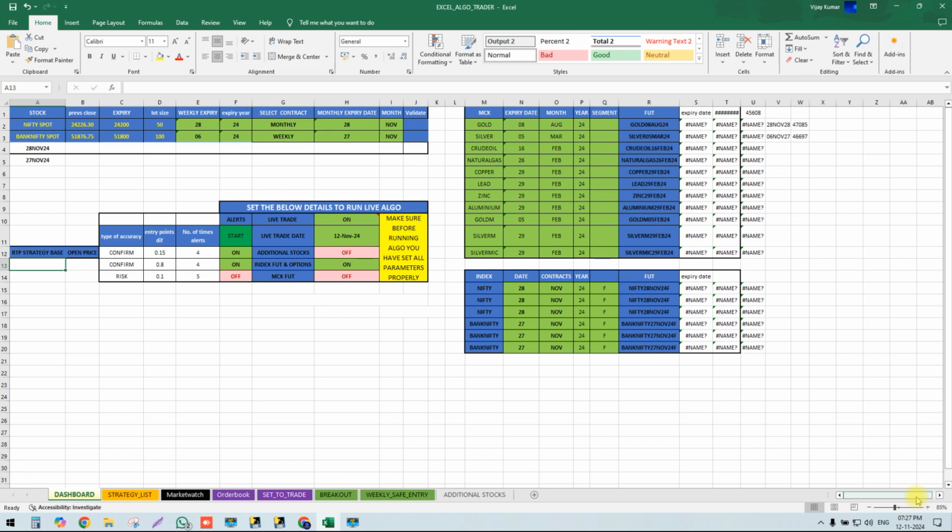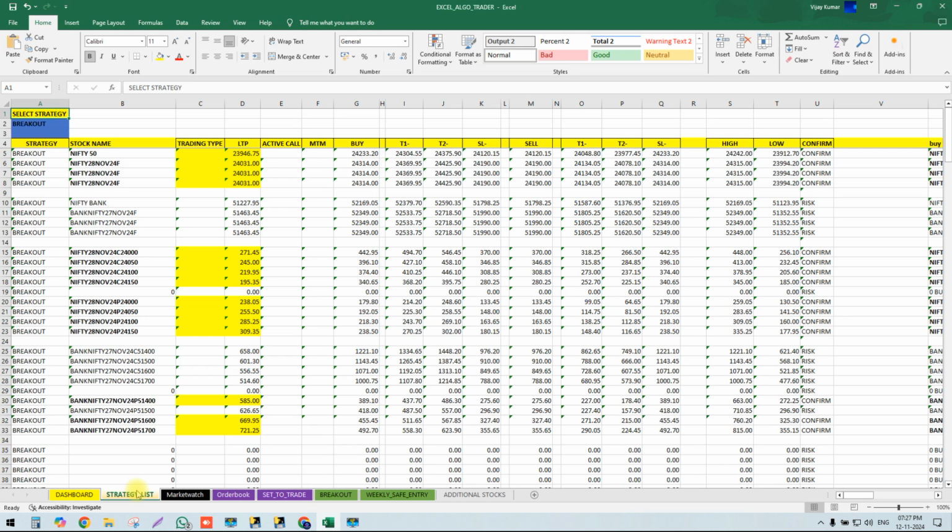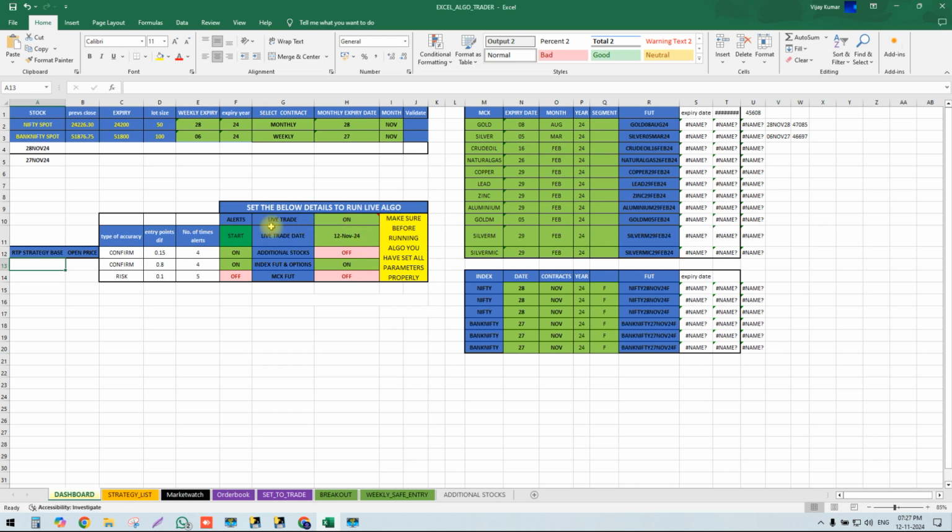Yes guys, this is our dashboard. I'll tell you step by step how to do algo trading. This is our breakout strategy. Which strategy do you have to select? Here you have to select the breakout strategy. And the next step, this was the first step: turn on the live trade and set today's date.